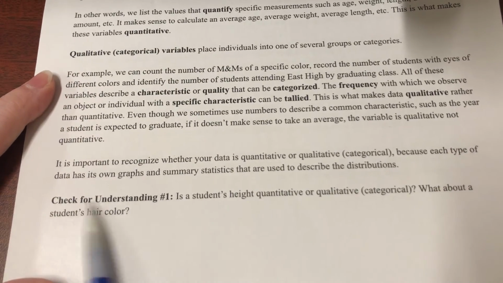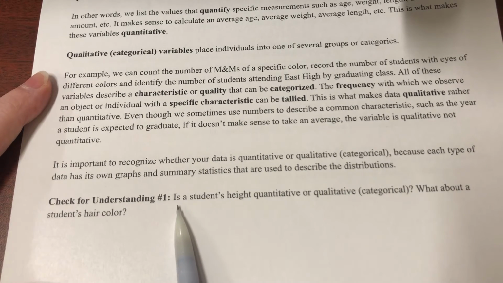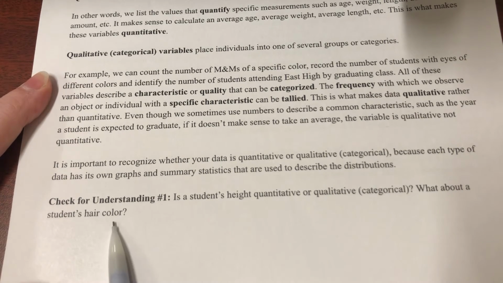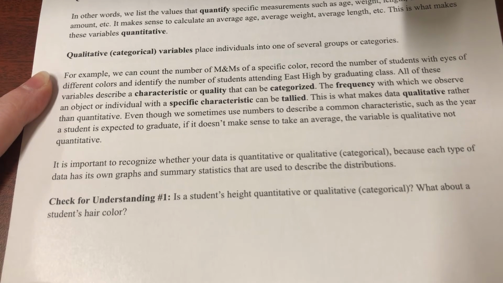All right, so I would like for you to answer this question as it pops up in Edmodo. Is a student's height quantitative or qualitative? In other words, categorical. What about a student's hair color? Is a student's height qualitative or quantitative? How about a student's hair color? What would you decide those variables, what would you call those kinds of variables?